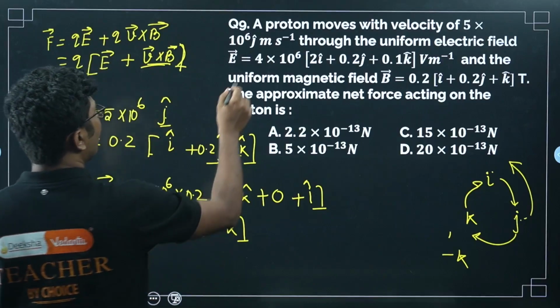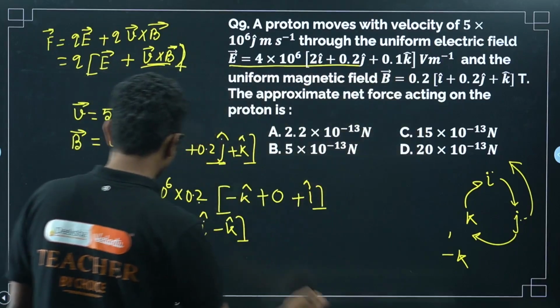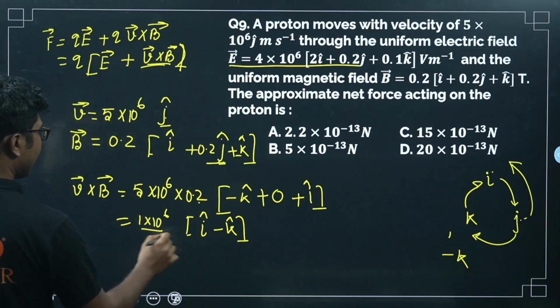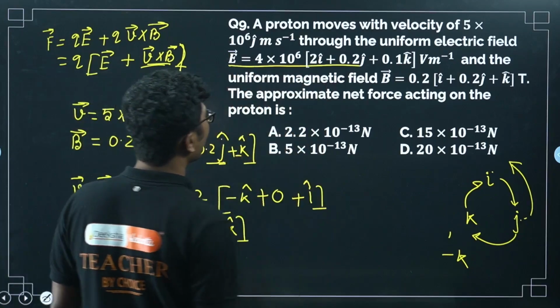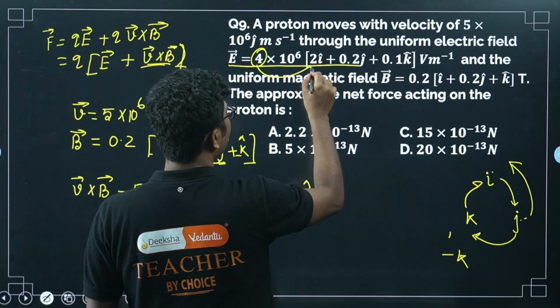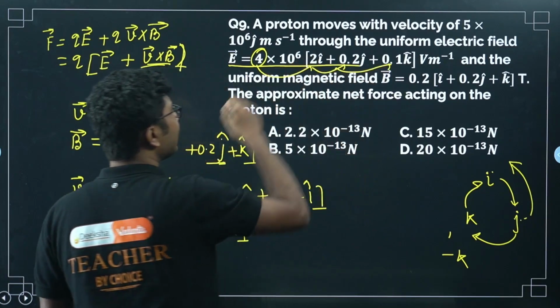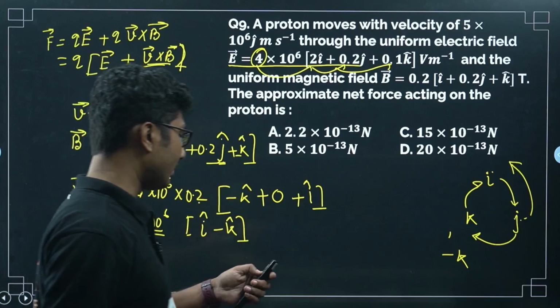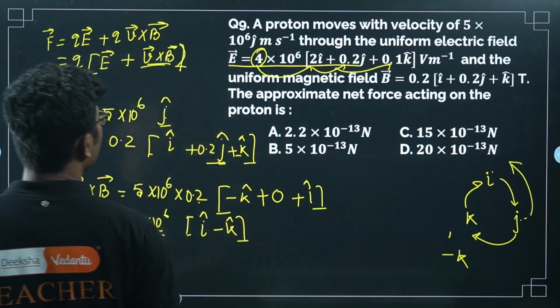E was 4 times 10 to the power of 6. If you see, v cross b is 10 to the power of 6, whereas E is 4 times 10 to the power of 6. So if you take this 4, multiply every number with this 4, then only 10 to the power of 6 will remain. That we can take common, right? So what we have to do?